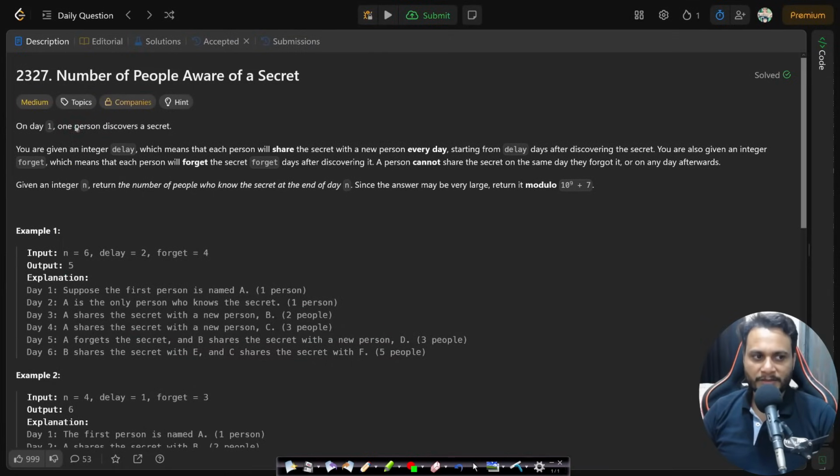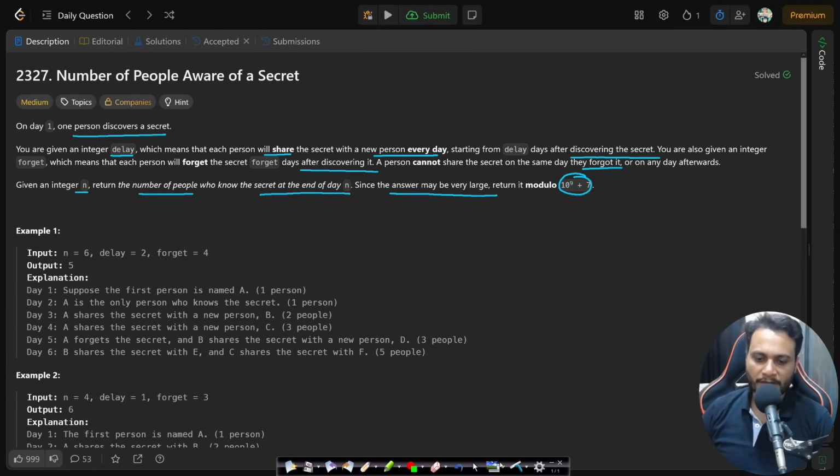Now let's look at the problem statement. On day one a person discovers a secret. You are given an integer delay, which means that each person will share the secret with a new person every day, starting from delay days after discovering the secret. You are also given an integer forget, which means that each person will forget the secret forget days after discovering it. A person cannot share the secret on the same day they forget it, or on any day afterwards. Given an integer n, return the number of people who know the secret at the end of day n. Since the answer may be very large, we have to take modulo 10 to the power 9 plus 7.